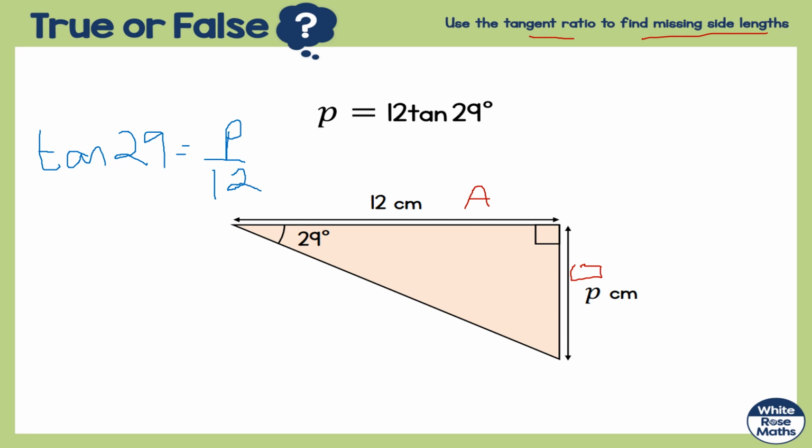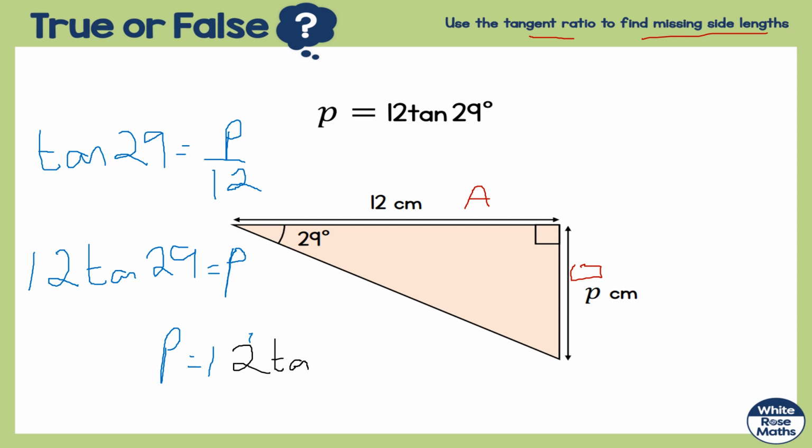Rearrange this by multiplying both sides by 12, so I get 12 lots of tan 29 degrees is equal to P. Therefore, P is equal to 12 times tan 29. Let's just write that again: 12 tan 29.